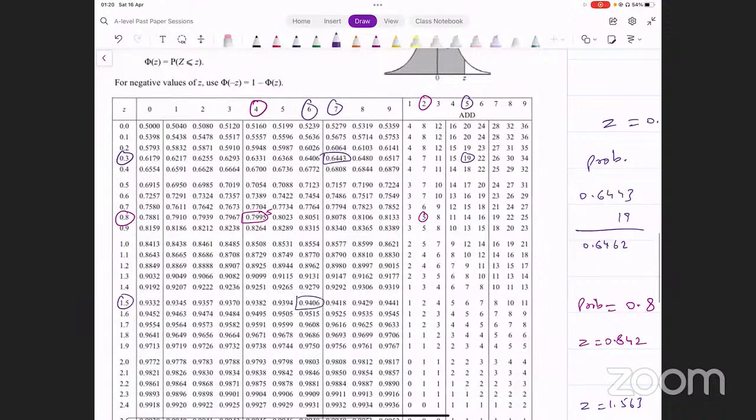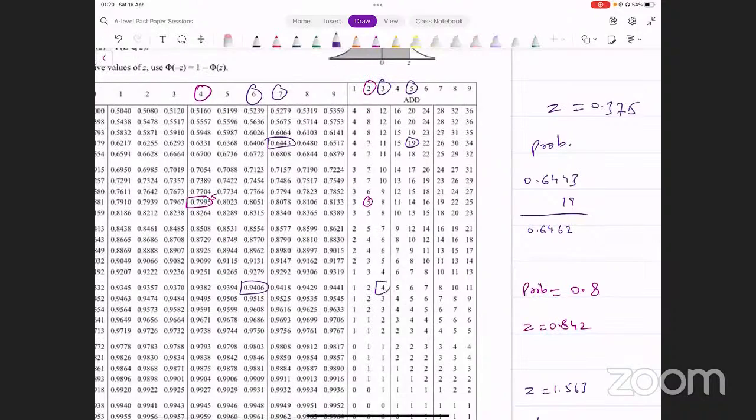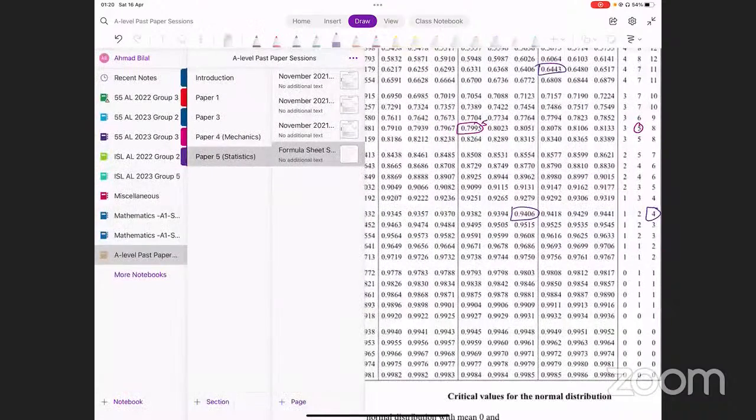1.56, that's this value, and then 3 add करना है third decimal place, और यहाँ पे 4 ऐड हो जाएगा 0.9406, और 4 ऐड किया 0.9410. That's the probability that we get there.